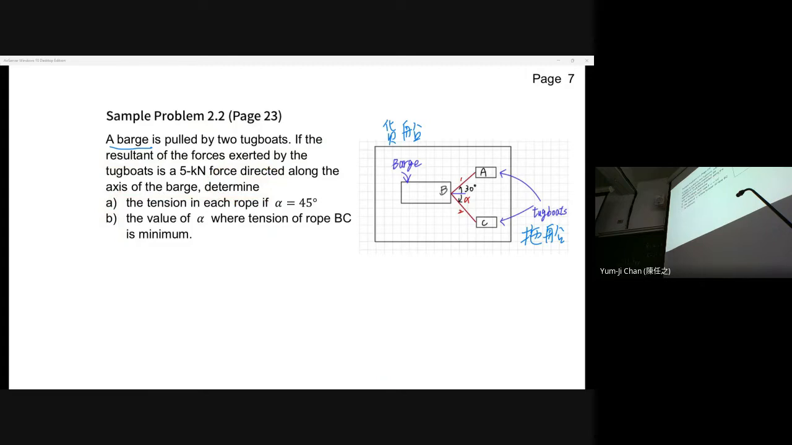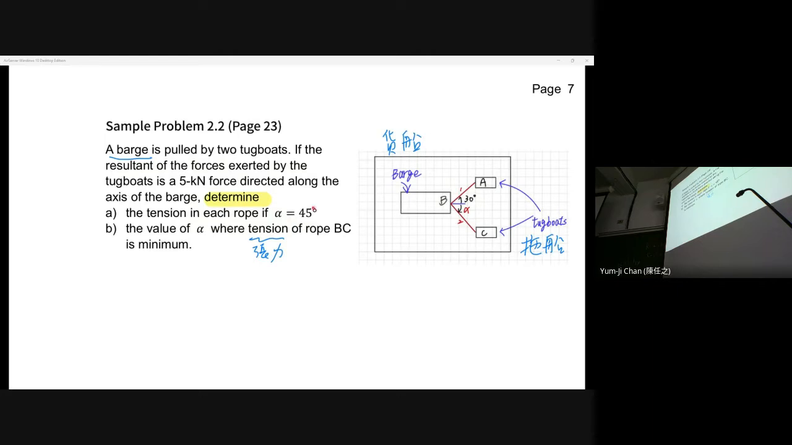So remember, in this type of problem, if we see the word determine, that means we need to calculate. Determine the tension in each rope if alpha is equal to 45 degrees, and the second is the value of alpha where the tension of rope BC is minimum. Tension here is a force inside the rope, okay? And BC is this one.